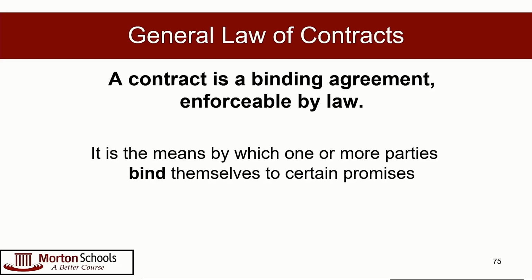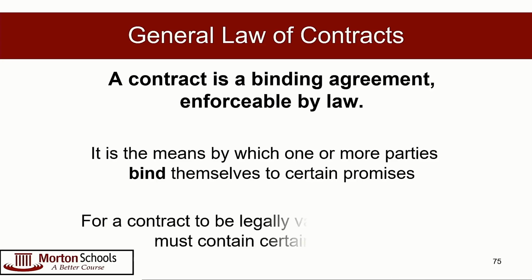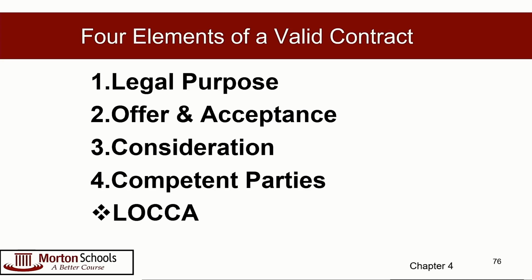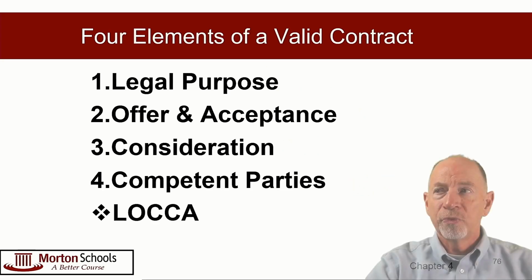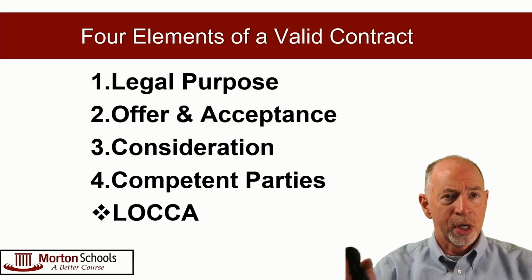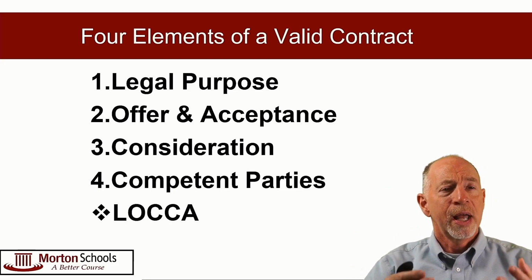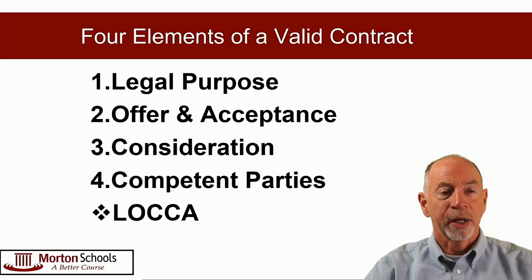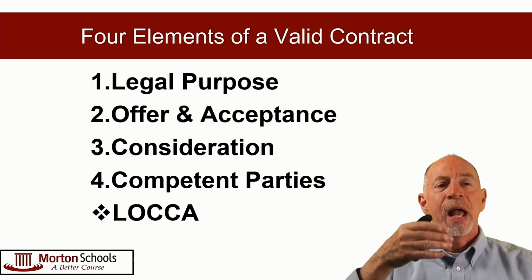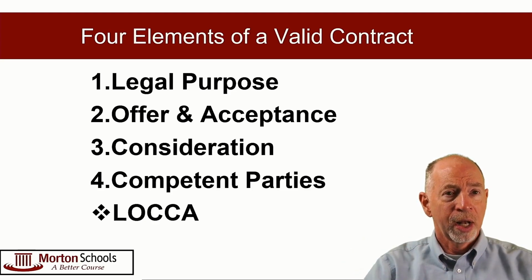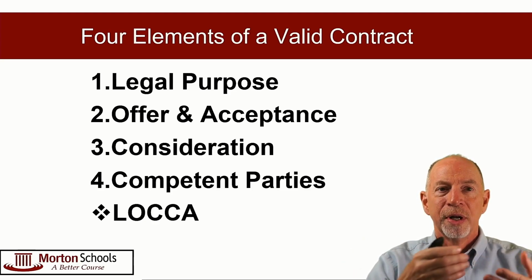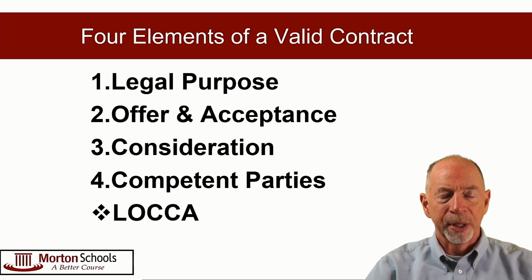But in order for those promises to be legally binding, those promises must be made in a contract that has 4 certain elements. These 4 elements are legal purpose, offer and acceptance, consideration, and competent parties. Now, these 4 elements have to be in place in all contracts. And as you know, an insurance policy is just a contract. It's a contract between the insurance company and the insured, or in a life and health policy, the policy owner, the insured, and the insurance company.